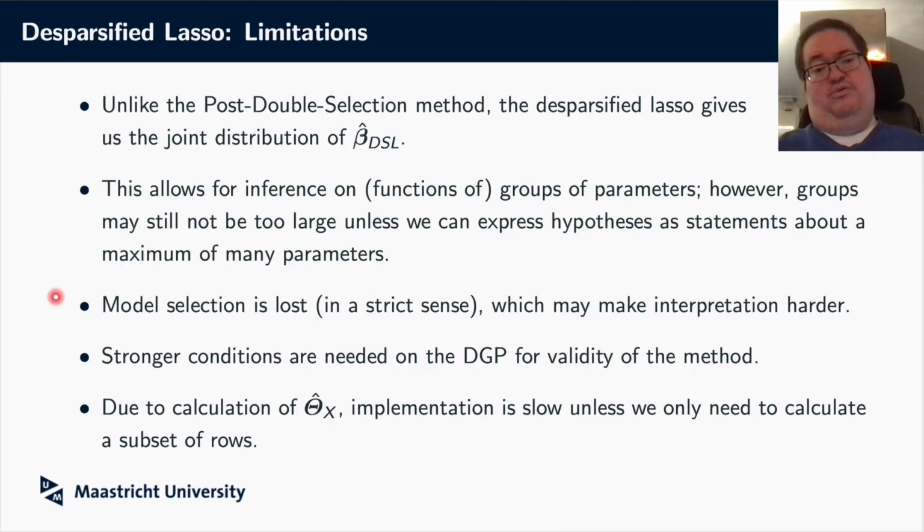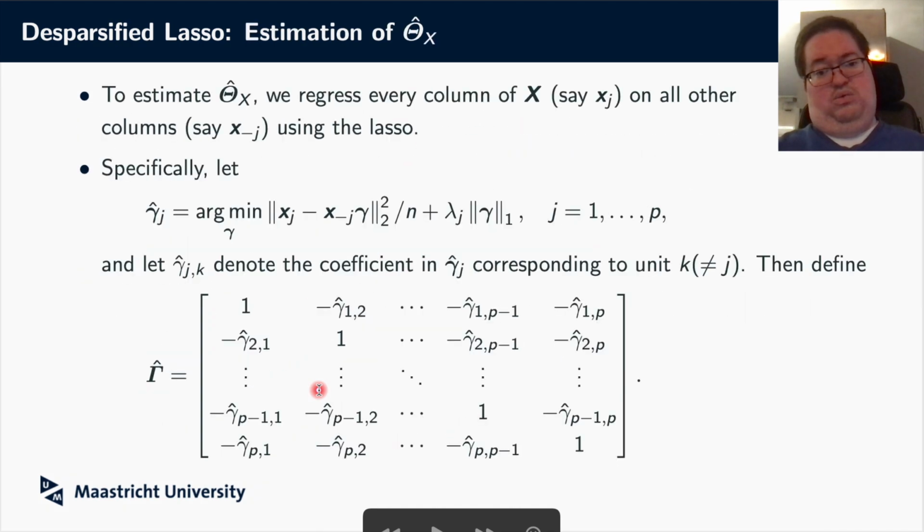In fact, you would need the same conditions if you would do post-double selection, but on all coefficients. It also means that if you're only interested in the post-double selection setup, where you have one variable, your treatment variable, then the method becomes much simpler. You don't need to do this whole matrix, which is slow, because you need to do all these Lasso regressions, but you only need to do those rows which actually matter for the coefficients you're interested in.